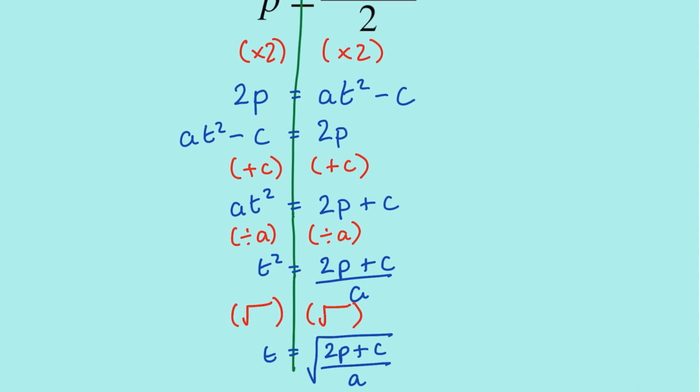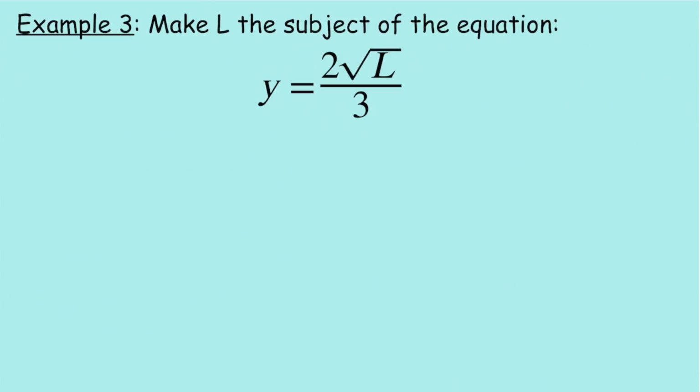Okay, let's try a final example here. So let's look at this final example, question 3. Make L the subject of the equation. So again, the first thing I'm going to do is draw the line down the page. And then I'm going to multiply by 3, or times by 3 on both sides.